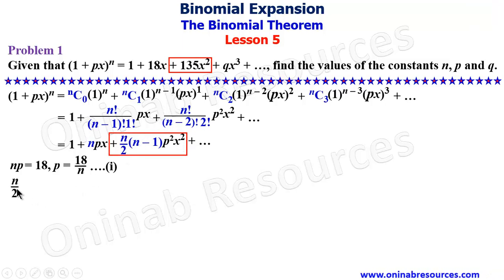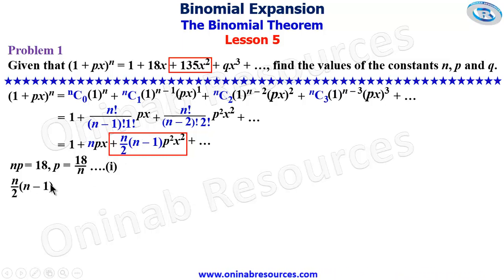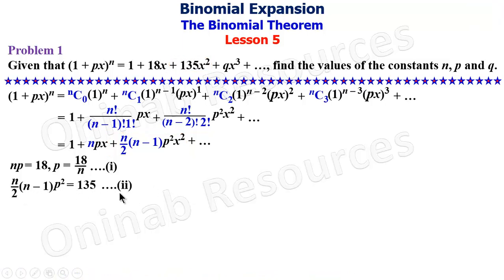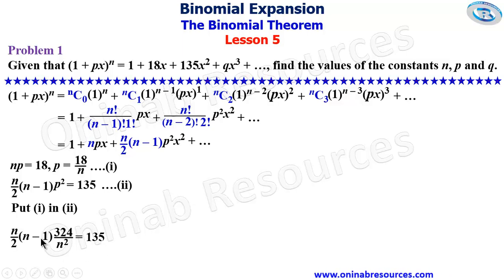So it means n over 2 into (n minus 1) p squared is equal to 135. We call this equation 2, and we put 1 in 2. Wherever you see p squared, we are going to square this and substitute. So we are going to have n over 2 into (n minus 1), 18 squared is 324 over n squared is equal to 135.